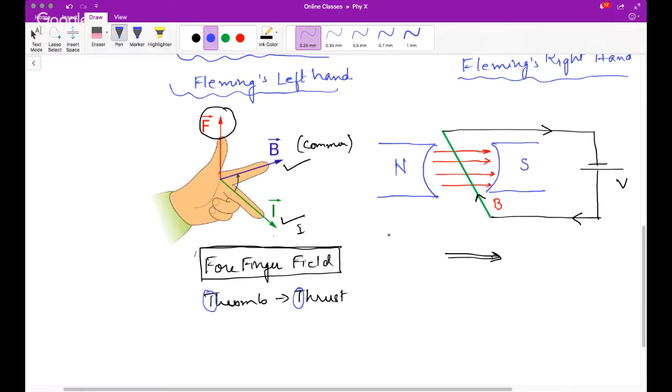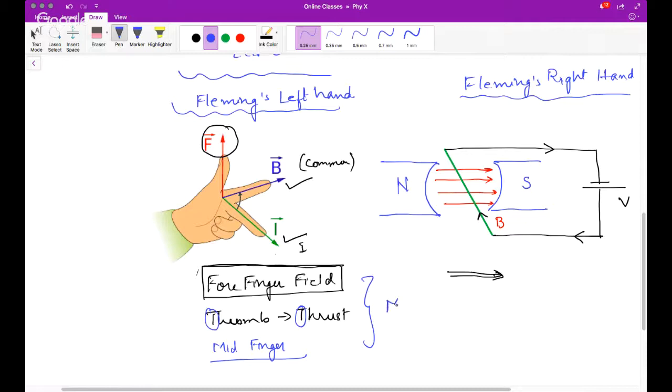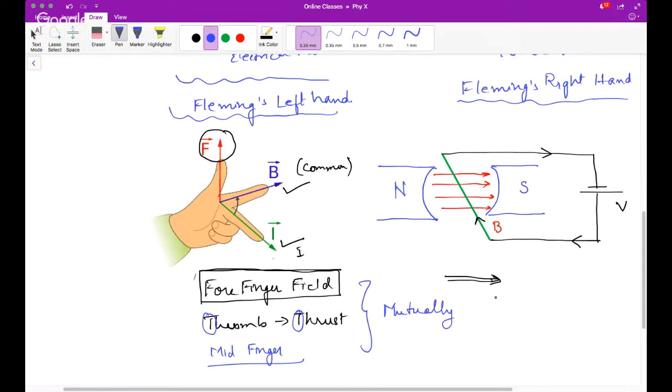That means force. So stretch the thumb and the middle finger. If you stretch all of them in mutually perpendicular directions, the third is the middle finger. What is mutually perpendicular direction? If you're sitting in a room right now, in any corner you take, the three walls are meeting at a point, right? The floor and the two walls meet at a point, or the ceiling and the two walls meet at a point. Those three lines are called mutually perpendicular directions. So stretch your fingers in these three directions.